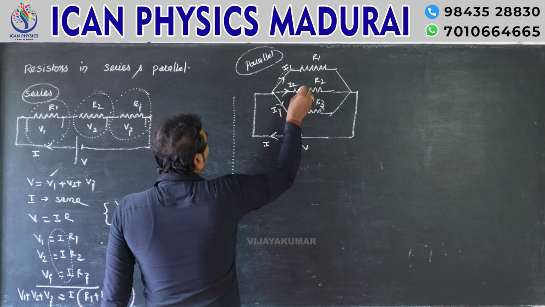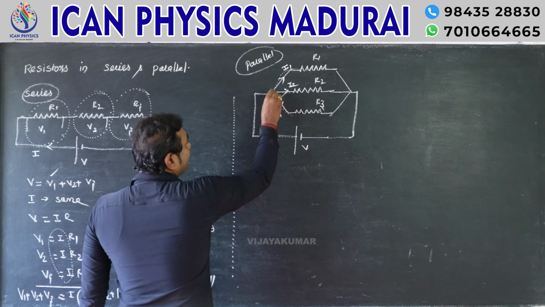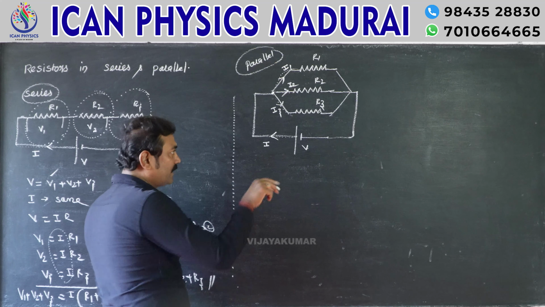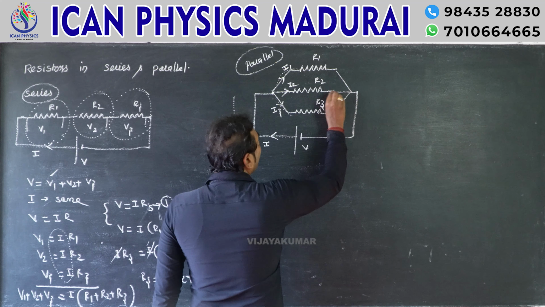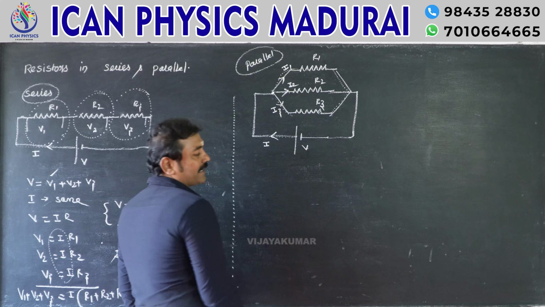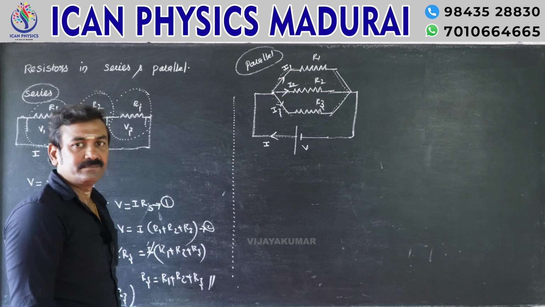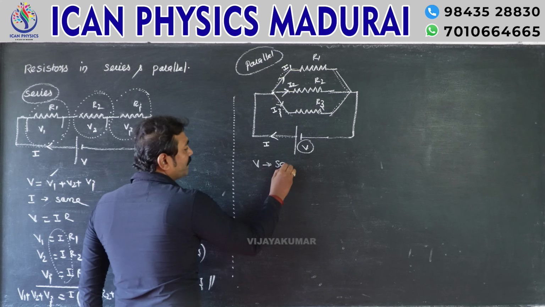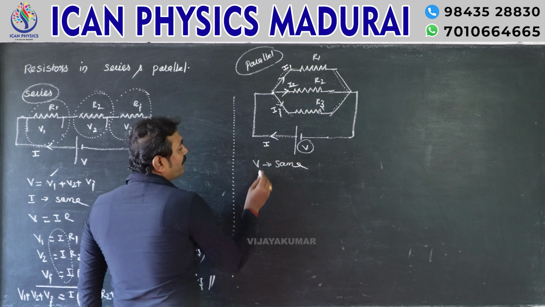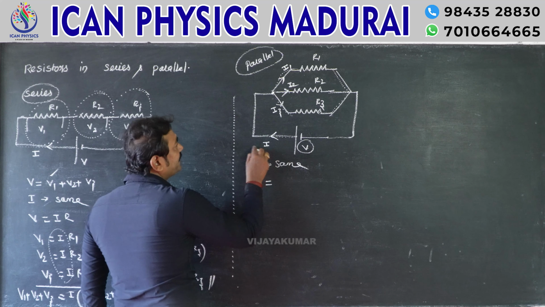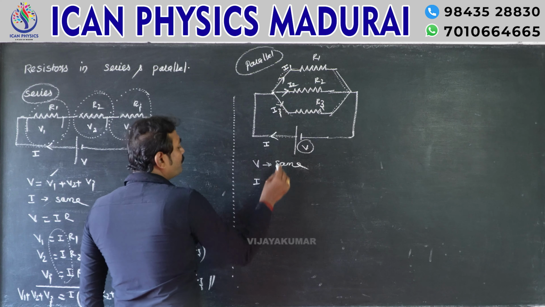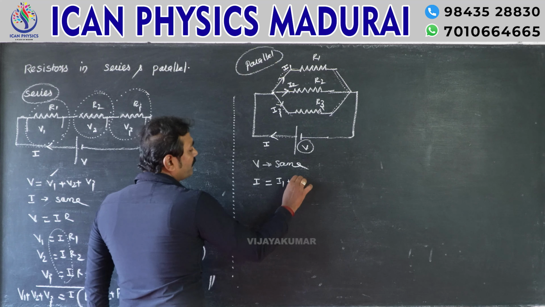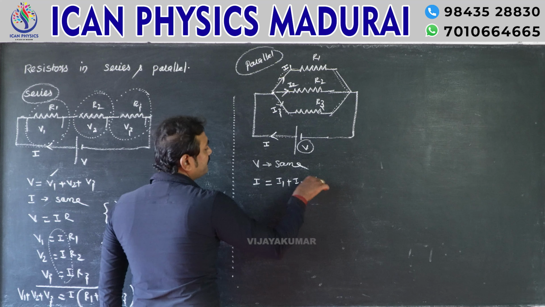Now, here all the terminals are connected at one single point. On the other hand, here also all the terminals are connected at a single point. So the potential will be the same. But what about the current? The current I equals I1 plus I2 plus I3.